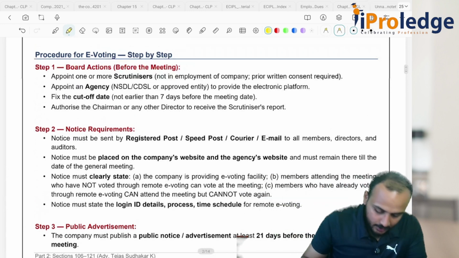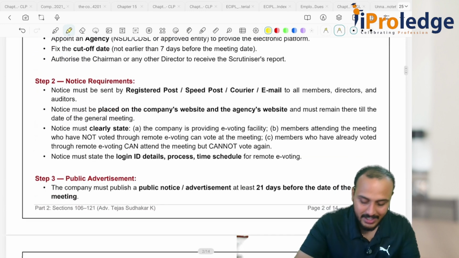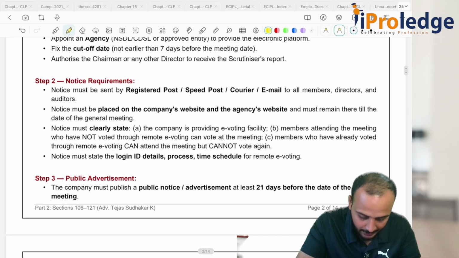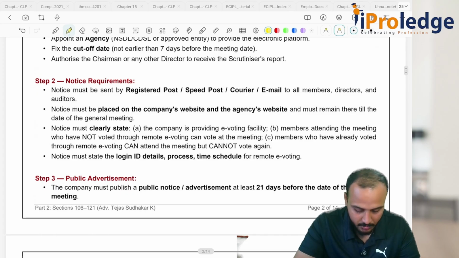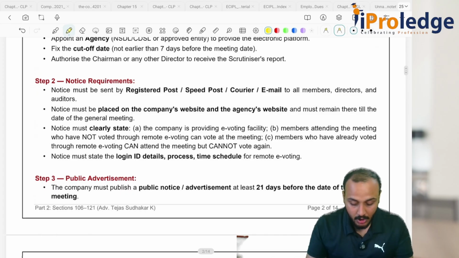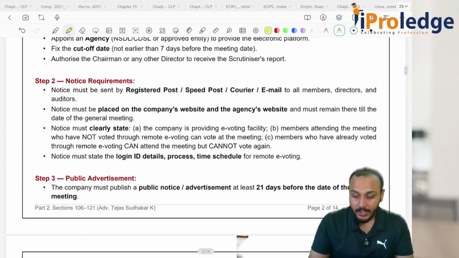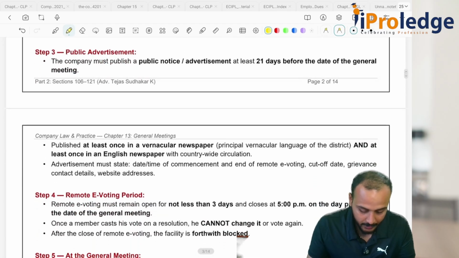Clear? Then, notice requirements. Notice must be sent by registered post, speed post, courier, or email. It must be placed on the company's website. Notice must clearly state the following information. Then, public advertisement. The company must publish a public notice or advertisement at least 21 days before the date of the general meeting.